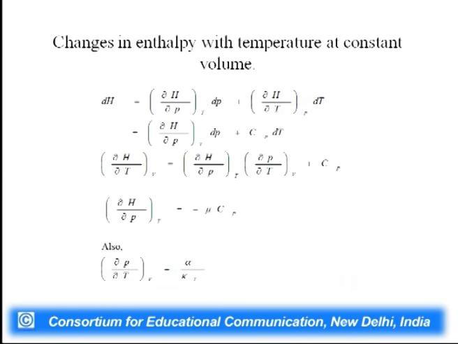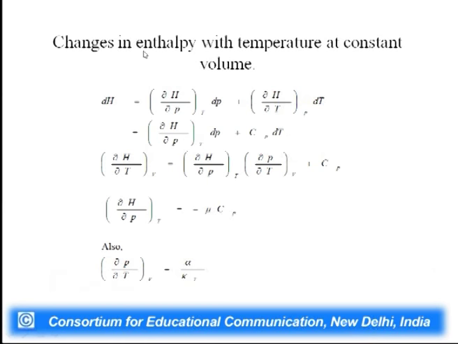Similarly, we can calculate change in enthalpy with temperature at constant volume. Again we will start similarly: dH is equal to del H by del P at constant T dP plus del H by del T at constant P dT, which is simply the isothermal Joule-Thomson coefficient multiplied by dP plus Cp dT.